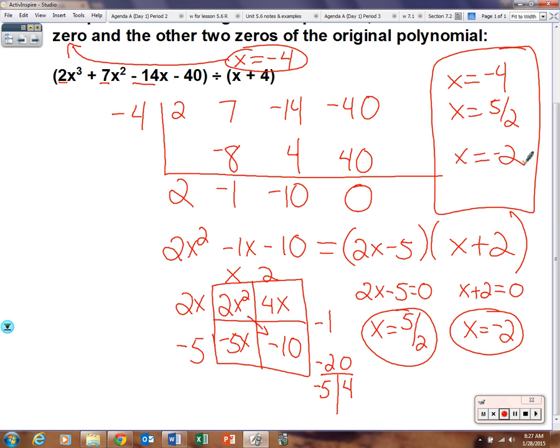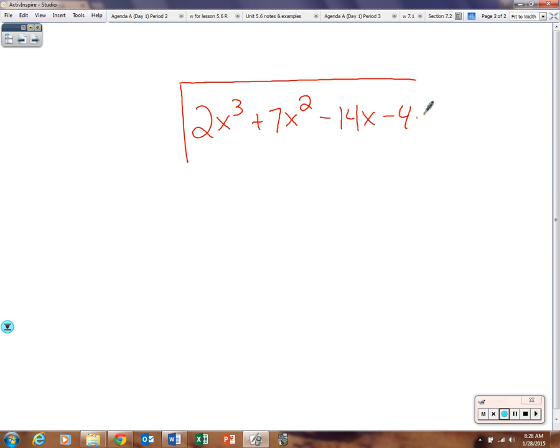Now, if you want to do the long division on that, then we make our little half rectangle like that, and then put in the whole thing: 2x cubed plus 7x squared minus 14x minus 40, and we're dividing by x plus 4. Now you have to ask yourself, how does x go into 2x cubed? What times x will give us 2x cubed? Think about it. That would be 2x squared.